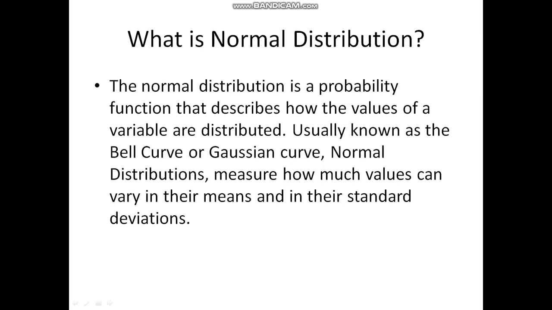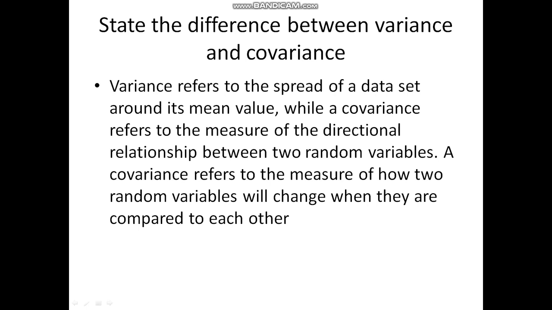The normal distribution is a probability function that describes how the values of a variable are distributed, usually known as the bell curve or Gaussian curve. Normal distributions measure how much values can vary in their means and in their standard deviations. So this is all about the normal distribution. Now the next one is, state the difference between variance and covariance.